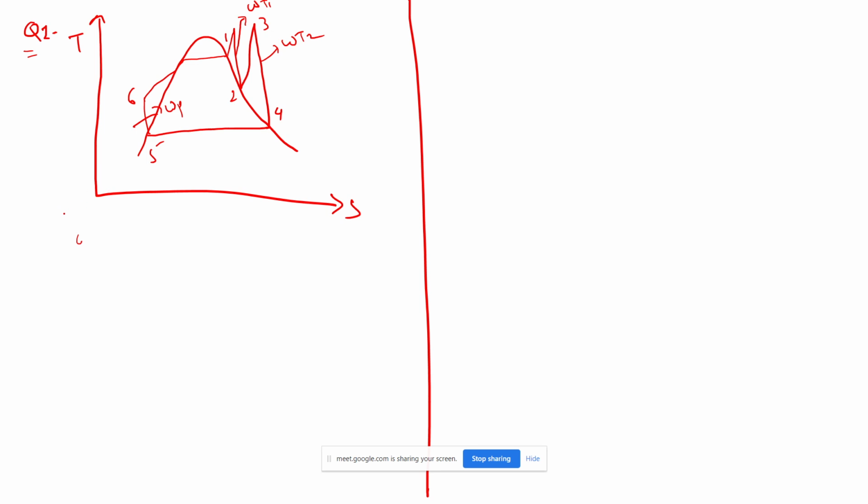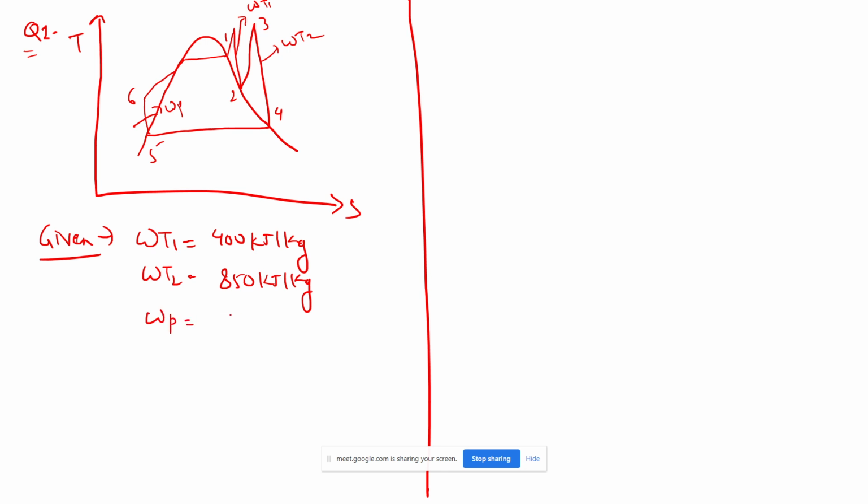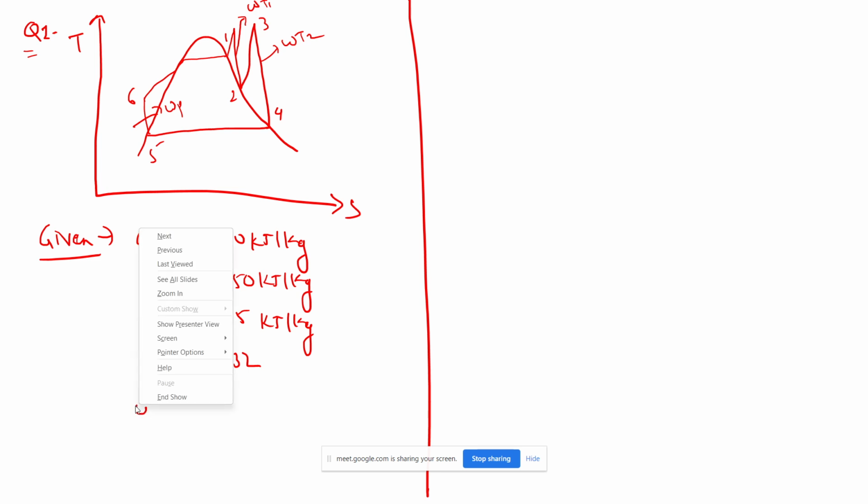What is the given data? WT1 they have given, how much? 400 kilojoule. WT2 they have given 850. Pump work 15. Efficiency 0.3. And what they have asked is QR, the heat rejected in the condenser.